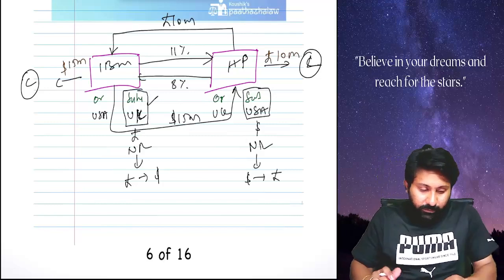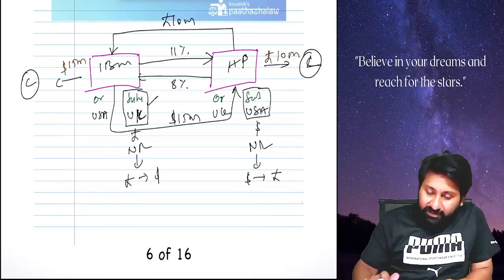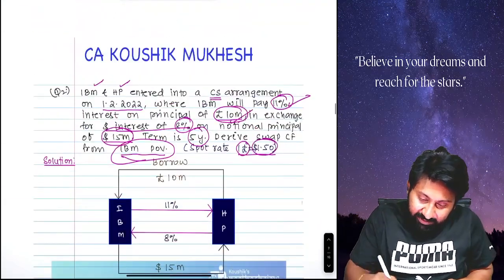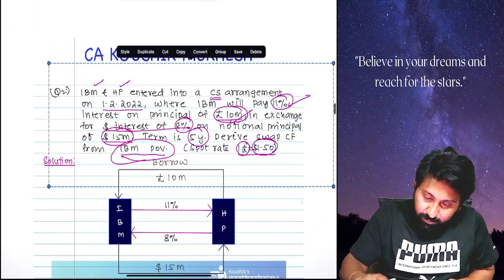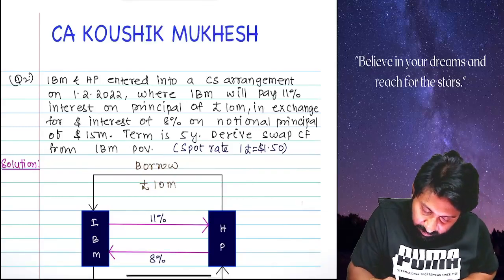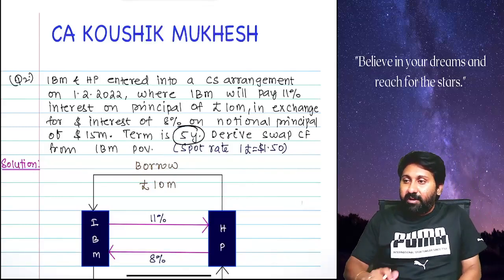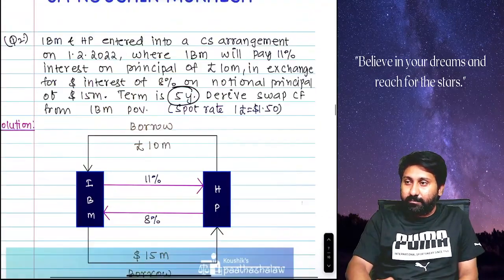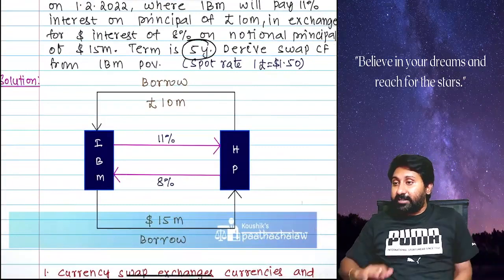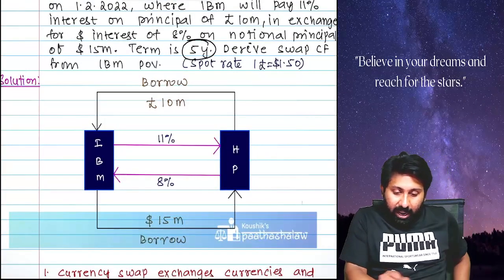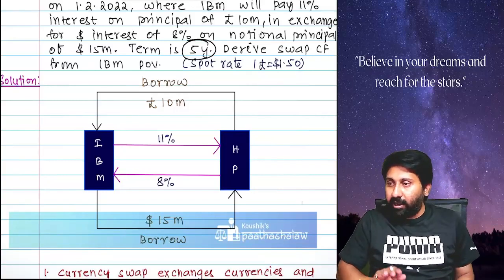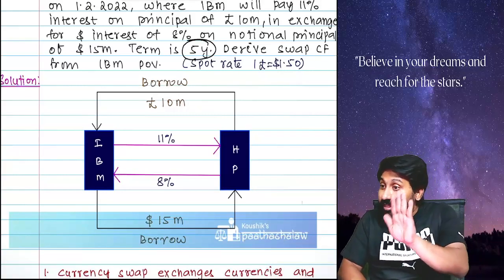Okay. So how many years is the life of this contract? 5 years. Clearly it is given here. This is a 5 years term. In a 5 years term, what will happen? Let us see. First understand the simplicity here. See here, instead of putting lenders, I again explain this way. IBM borrows 10 million pounds, HP will borrow $15 million. Okay, both really borrow.